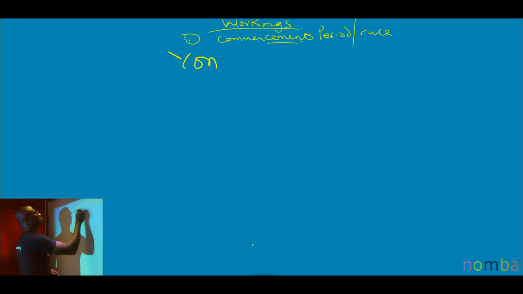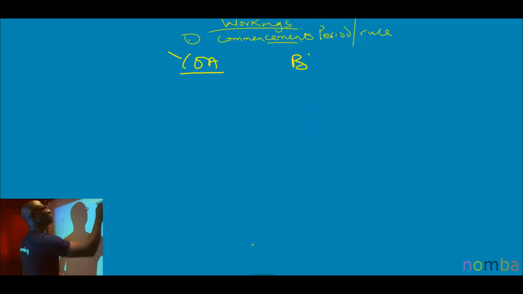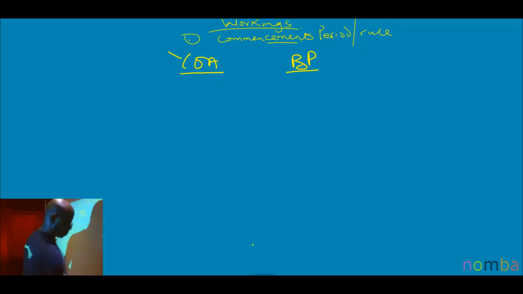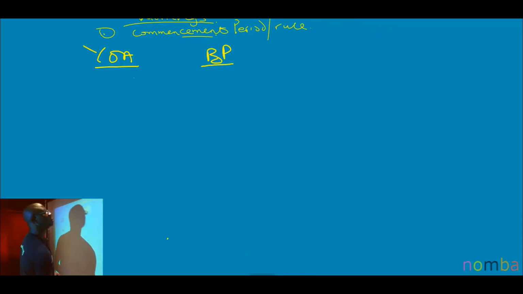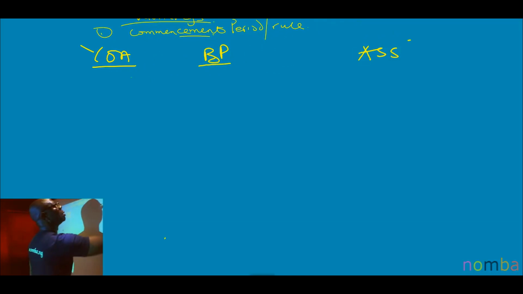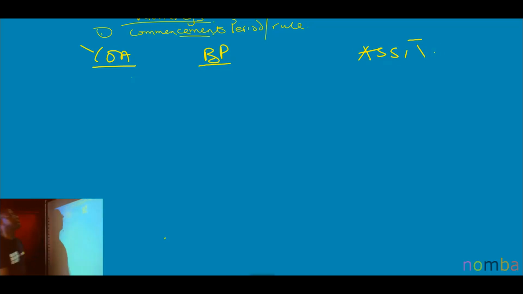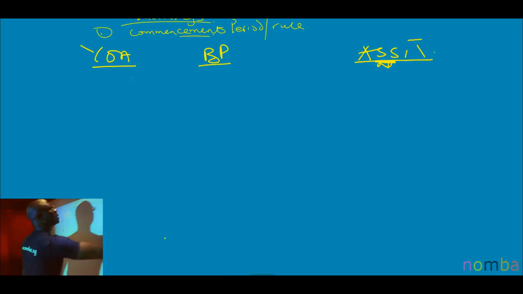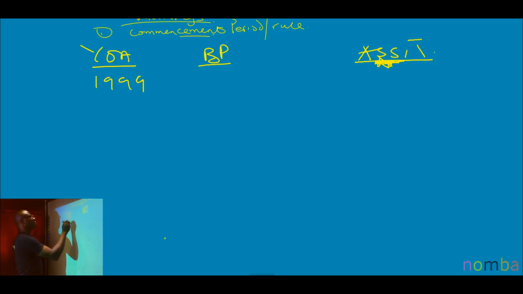So, my YOA, my basis period, and my assessable profit. Okay, so we'll go from here. Assessable profit will be in Naira. The first year, 1999. The second year, 2000. And the third year, 2001.